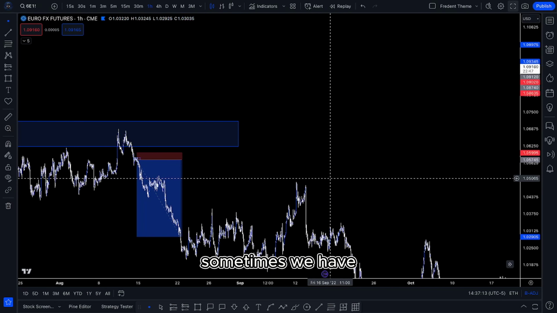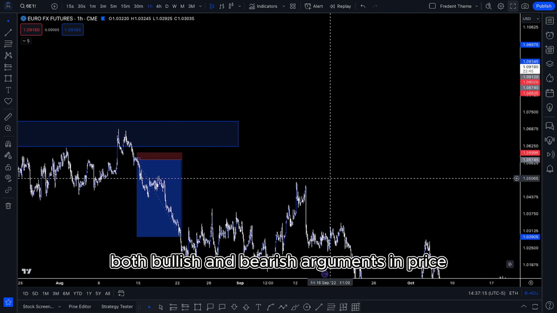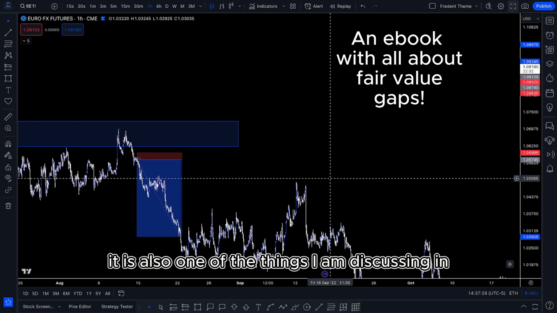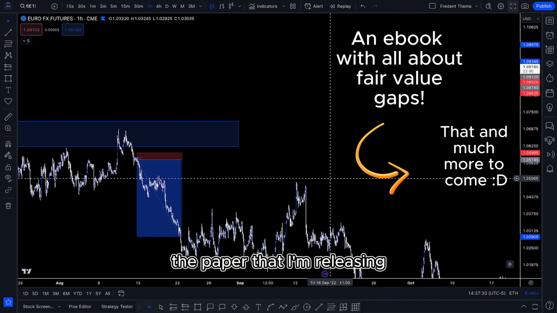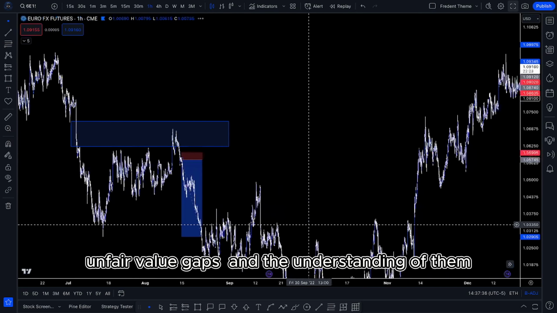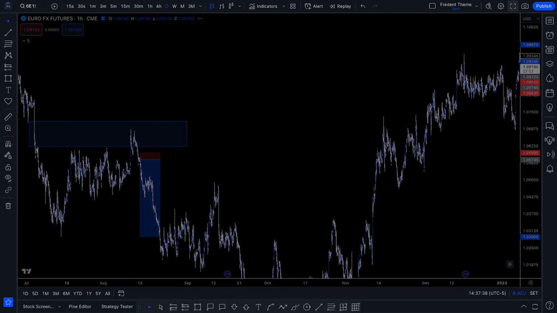And of course, sometimes we have both bullish and bearish arguments in price in current order flow, and that is where we don't trade. Those are low probability conditions. That is also one of the things I am discussing in the paper that I'm releasing, in the ebook I am releasing soon, on fair value gaps and the understanding of them completely in depth.